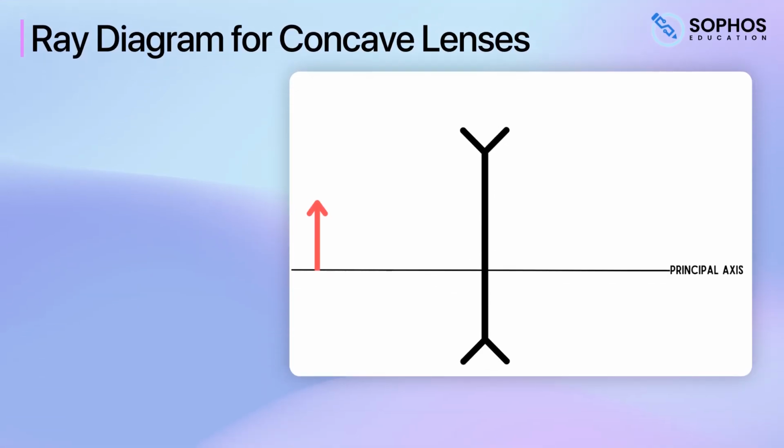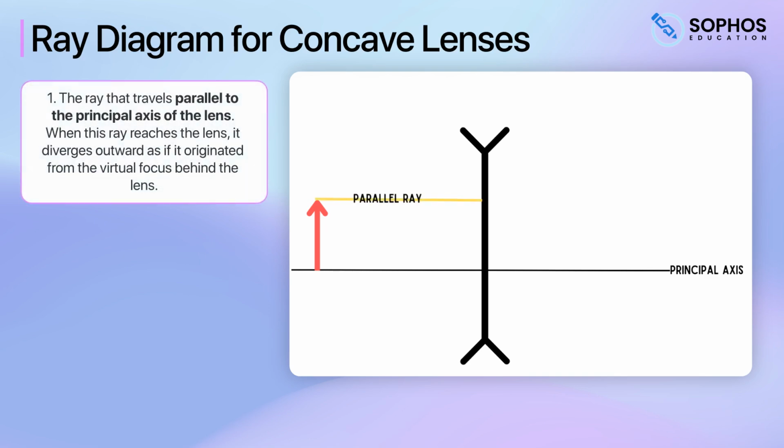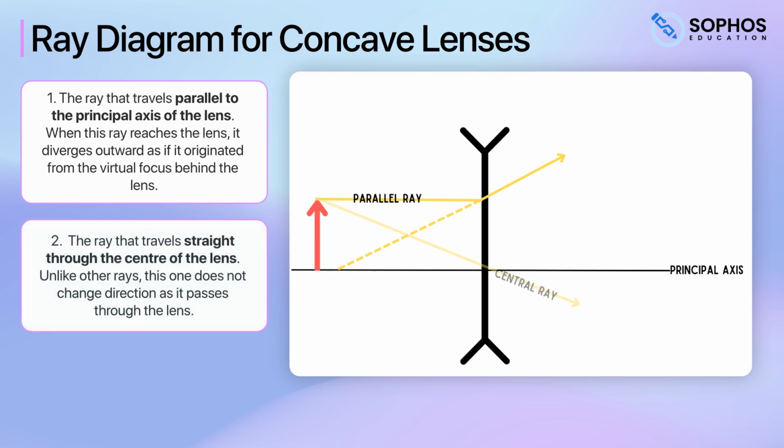To locate the virtual image formed by a concave lens, we only need to follow the paths of two specific rays. The first is the ray that travels parallel to the principal axis of the lens. When this ray reaches the lens, it diverges outward as if it originated from the virtual focus behind the lens. The other is the ray that travels straight through the center of the lens. Unlike other rays, this one does not change direction as it passes through the lens.